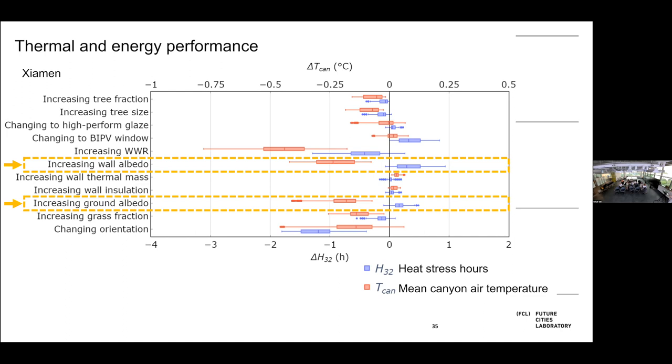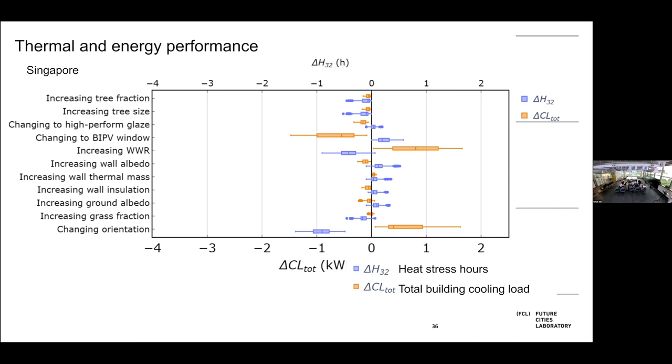And when we increase the window to wall ratio, the indoor cooling air can cool the building envelope and also benefit the outdoor thermal comfort, but it comes at the price of a high building cooling load. So this is what I have shown in the case study.